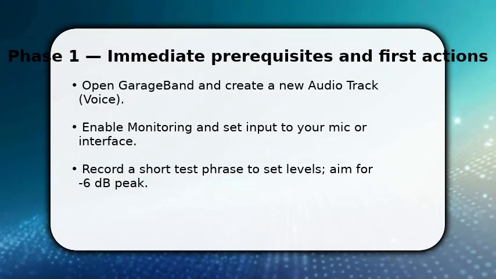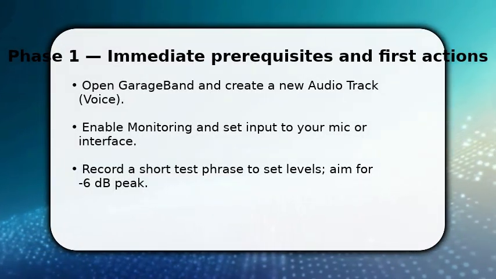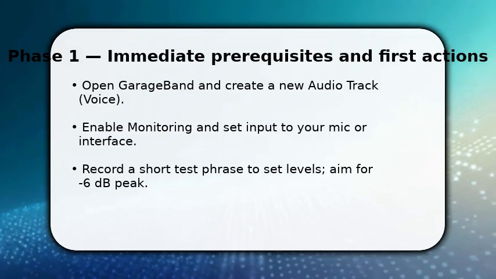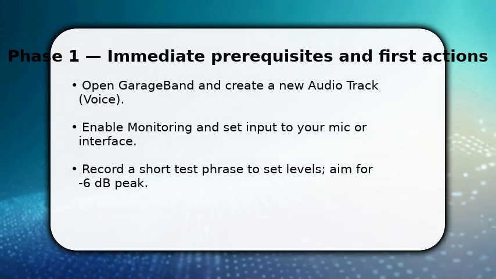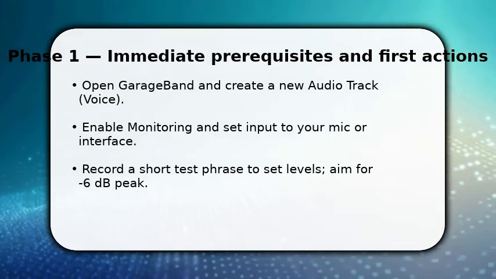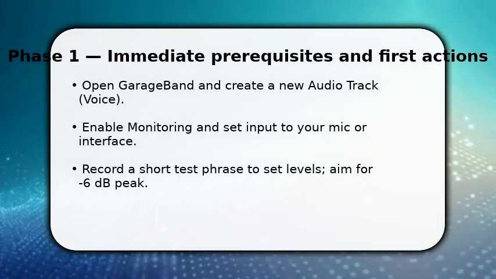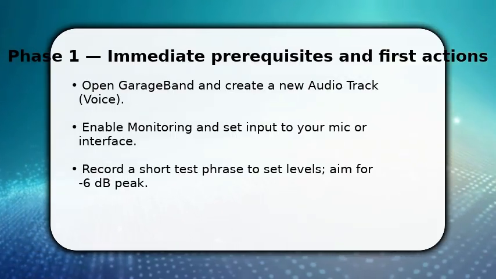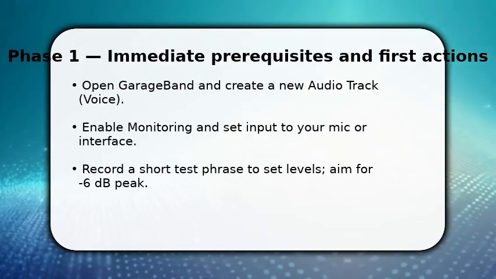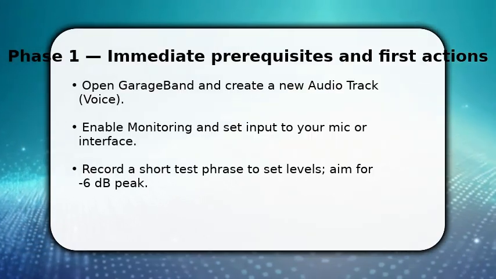You start by opening GarageBand and creating a new audio track labeled Voice. This gets you into the right workflow fast. Once done, enable monitoring and pick the correct input so you hear changes live, and then record a short test phrase to set levels. Make sure peaks sit around -6 dB so effects behave predictably. This prevents clipping and makes later editing smoother.